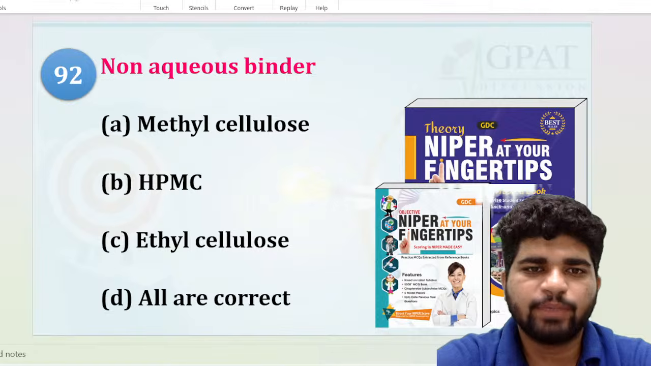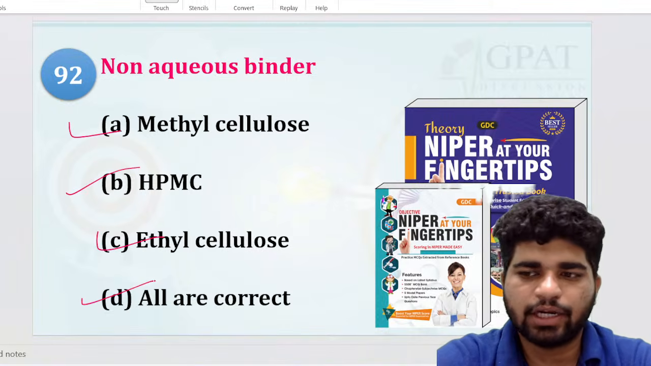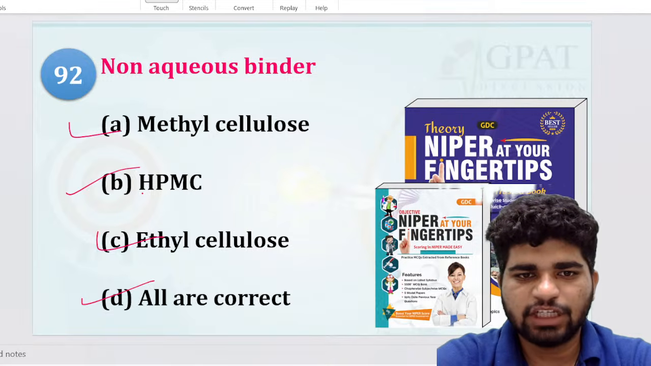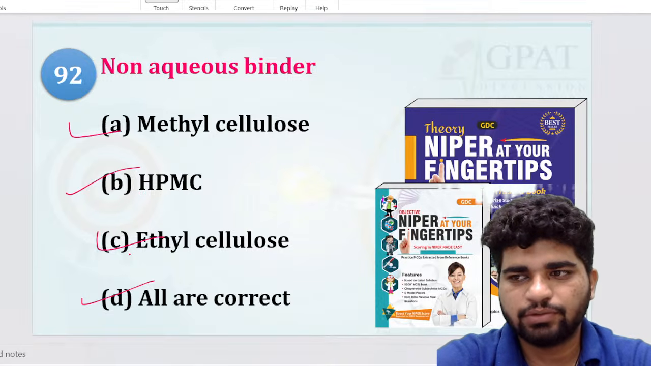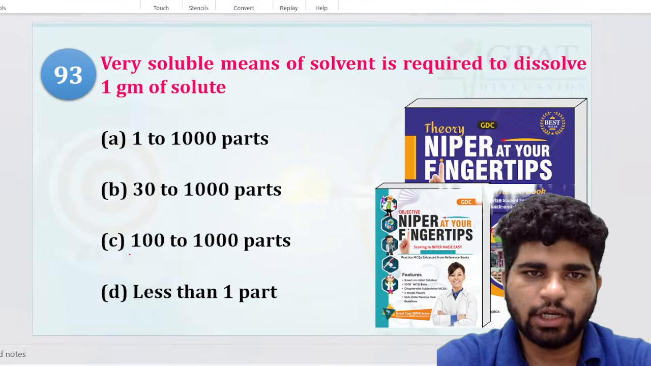Non-aqueous binder: methyl cellulose, HPMC, ethyl cellulose, or all are correct. Which one is it? That's your ethyl cellulose, non-aqueous.